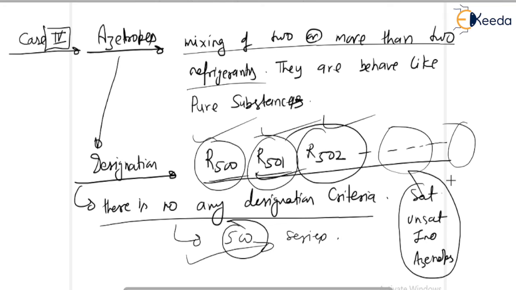There are a total of three types of desirable properties of refrigerants. First is the thermodynamic property, second is the chemical property, and third is the physical property. So in the next lecture we have to learn what the desirable properties of our refrigerant are.